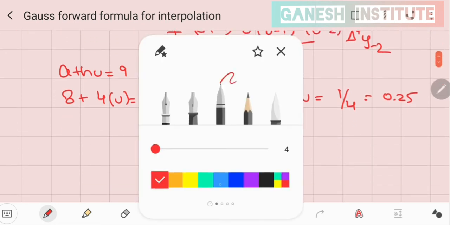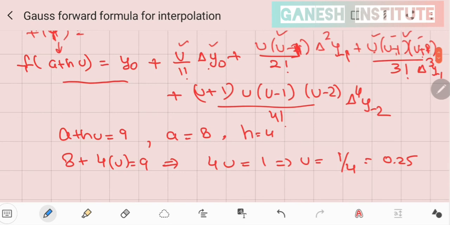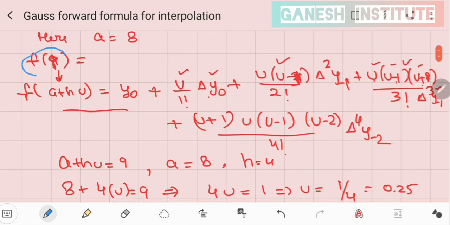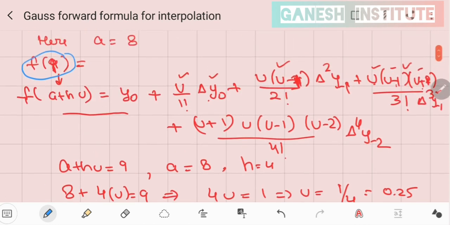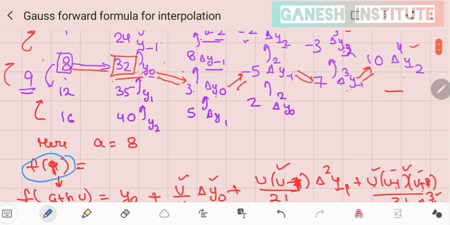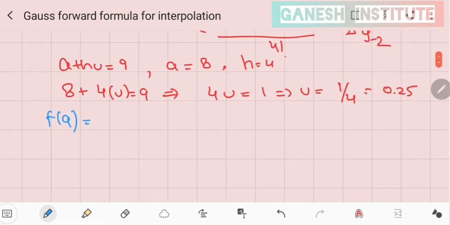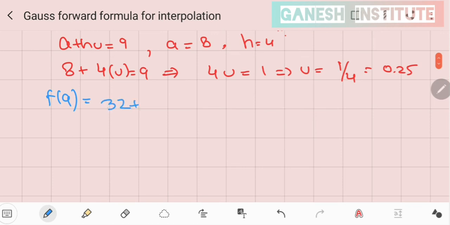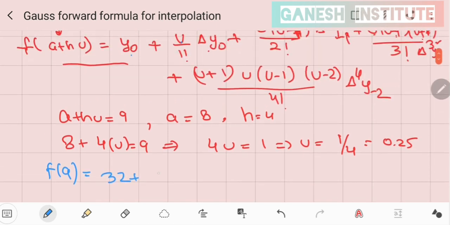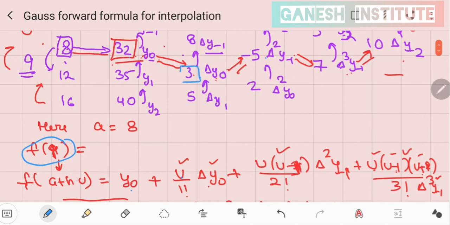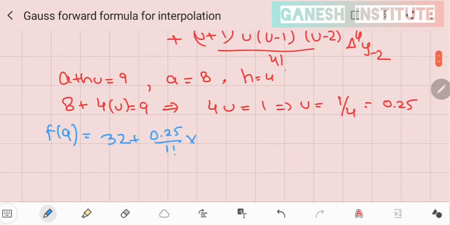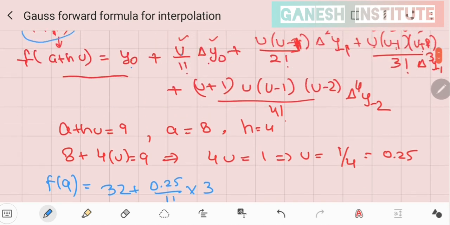So you have got F9 as y naught, which is 32. May I know what is del y naught? It is 32, then 3, then minus 5. You need to go this way. So 32 plus u, which is 0.25 by 1 factorial del y naught. After 32, del y naught is 3. Right, we are done with the second term.